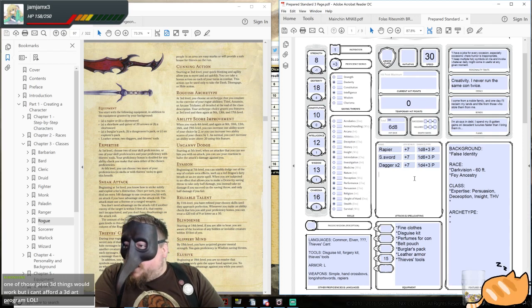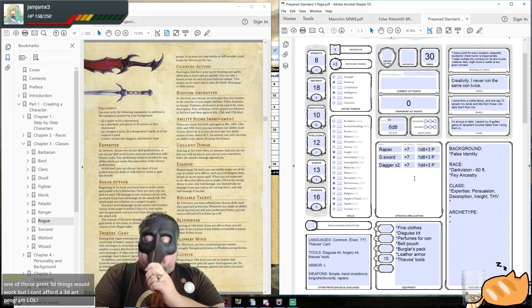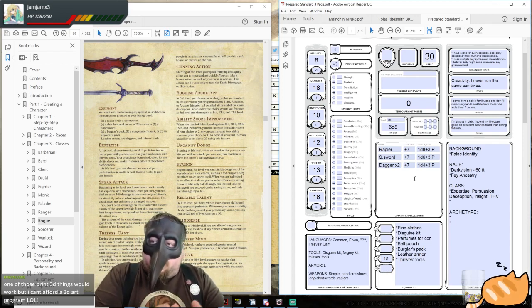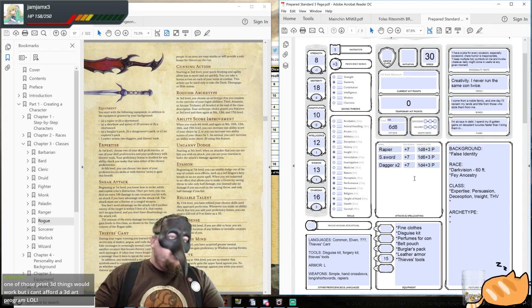One of those print 3D things would work, but I can't afford a 3D art program. Yeah, so because you do a lot of 3D work, I figured you might know a good resource for someone like Bubonic, who's looking for this kind of interesting oddball mini. But he doesn't have access to some of this stuff.